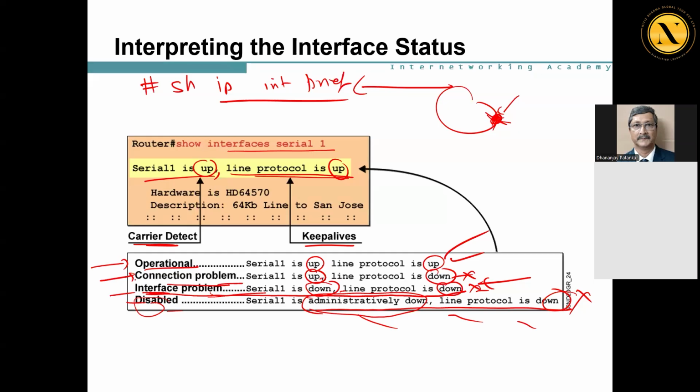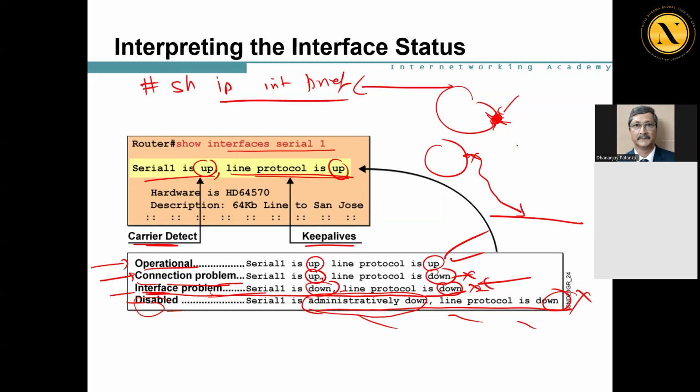Up and down is what? Connection problem. Now up and down means maybe I have not connected. I have said no shut, but I have not connected the cable only here. Right? So it may be up and down. Or the cable is connected, but the other end is lying on the floor.